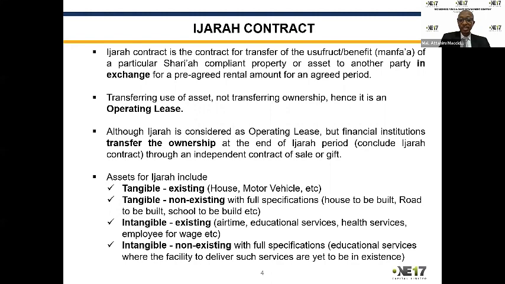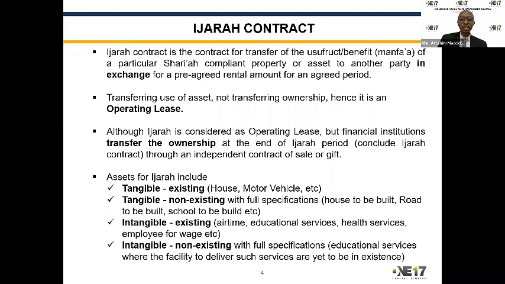Although Ijara is considered as operating lease, financial institutions transfer the ownership at the end of the Ijara period, after they conclude the Ijara contract, but through an independent contract of either sales or a deed of gift, donations, for instance. Therefore, according to Sharia, you cannot put two contracts of this nature together, such as the lease contract as well as the sales contract. You cannot put them together, so it has to be separate.